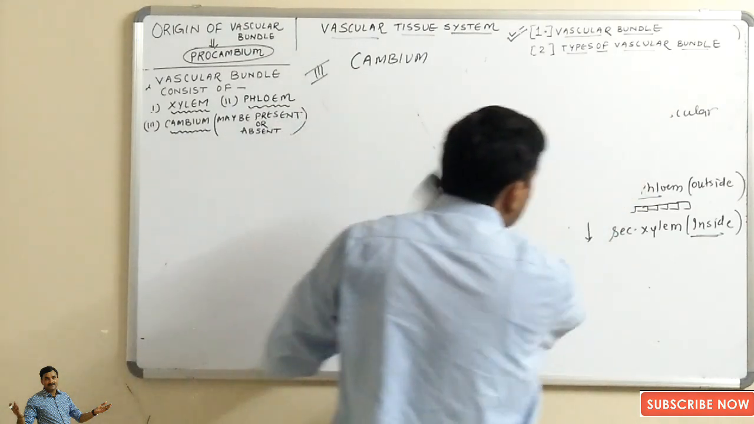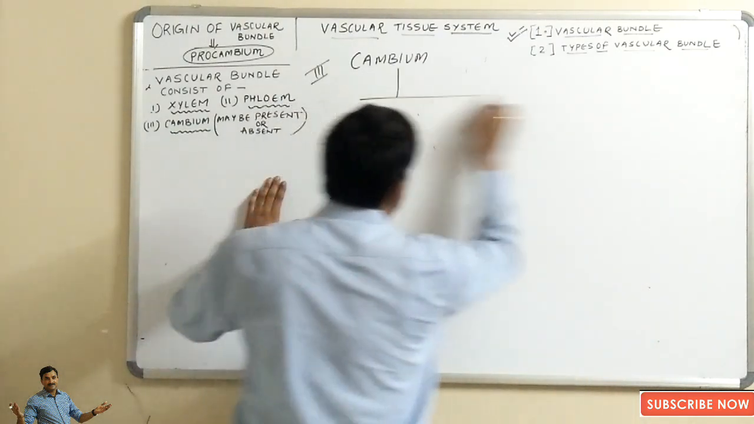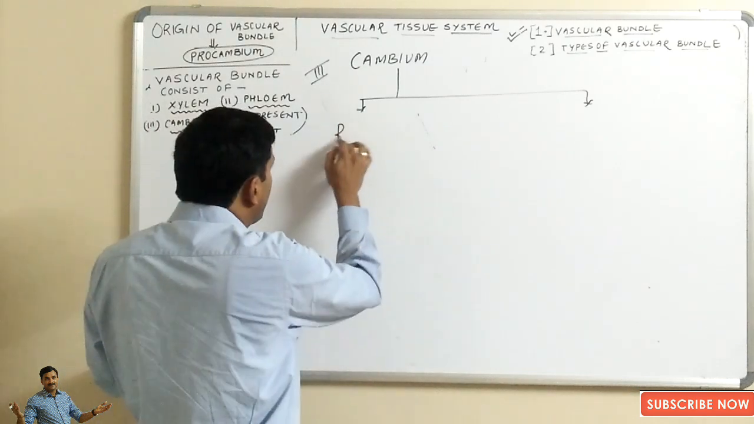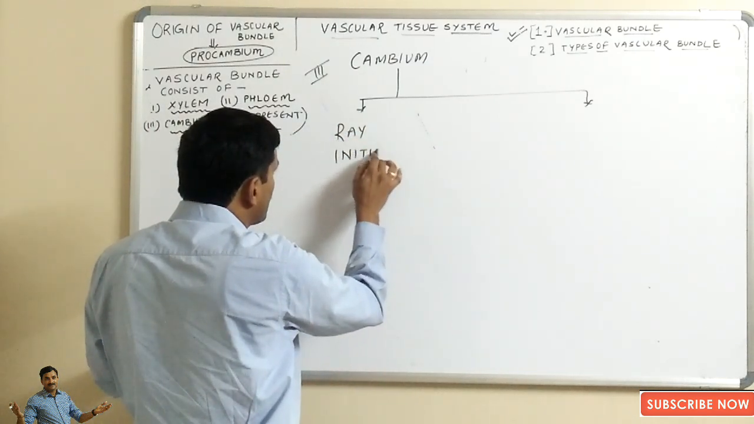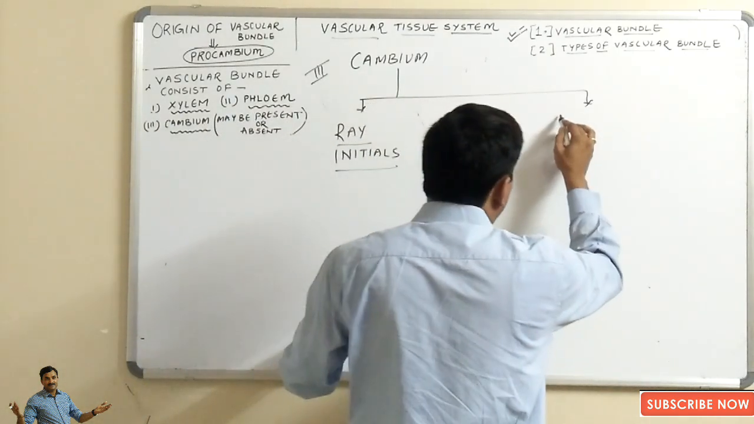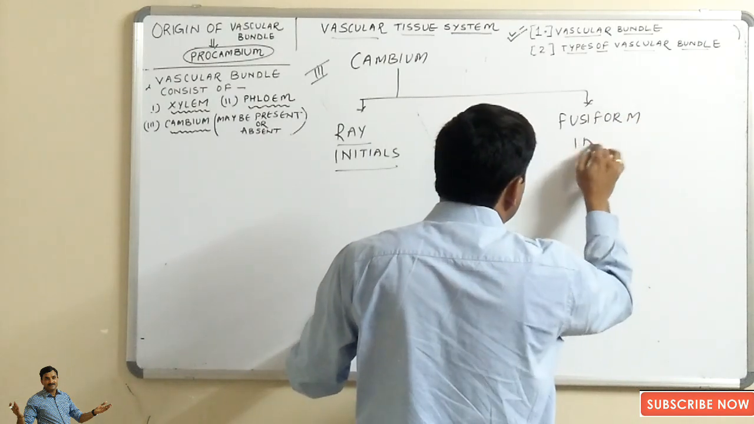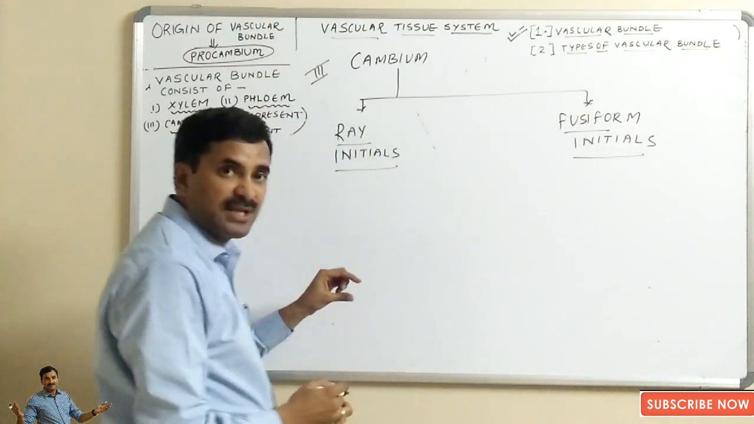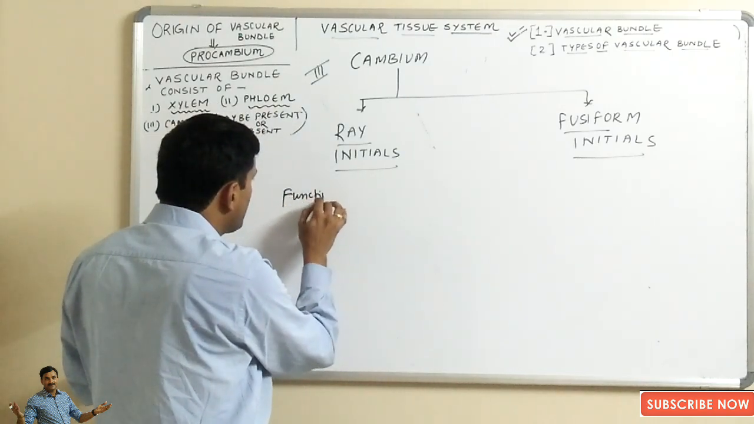The cambium consists of two types of cells. One is known as the ray initials, and the other cells of the cambium are called what? The fusiform initials. Now, what is the role of the ray initial? What is the function of the ray initial?